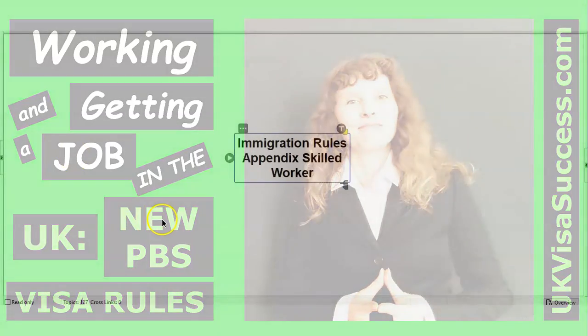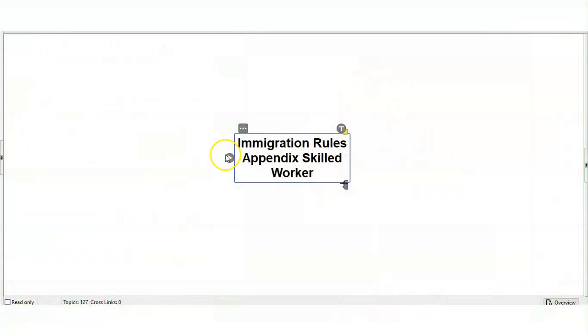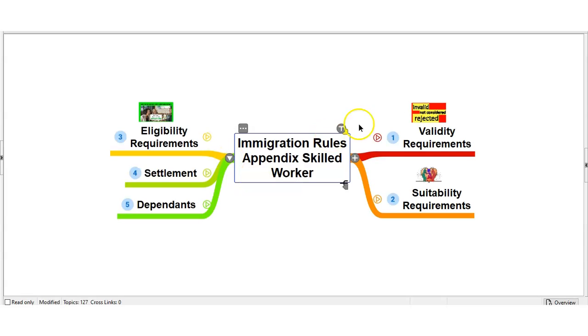Okay, here is how Appendix Skilled Worker looks. It consists of generally 5 sections. The first one is the newly introduced Validity Requirements section. Then we have the Suitability Requirements section, which is slightly amended, but still very similar to what we had before. And then we have the Eligibility Requirements. And there are 2 more.